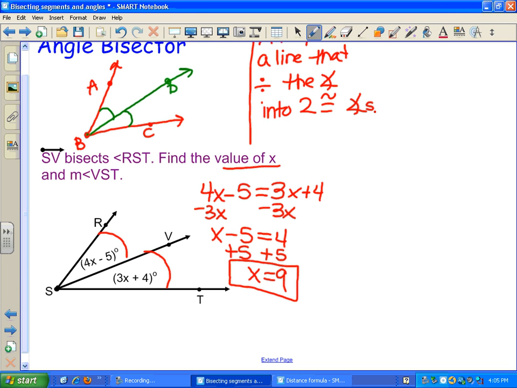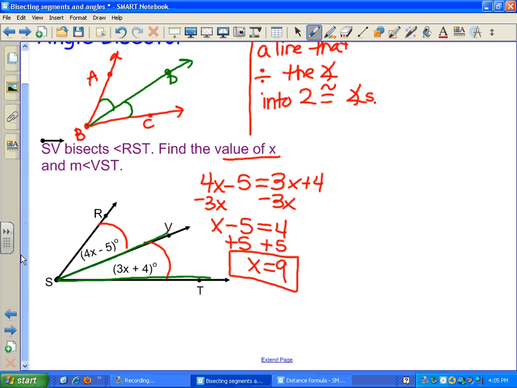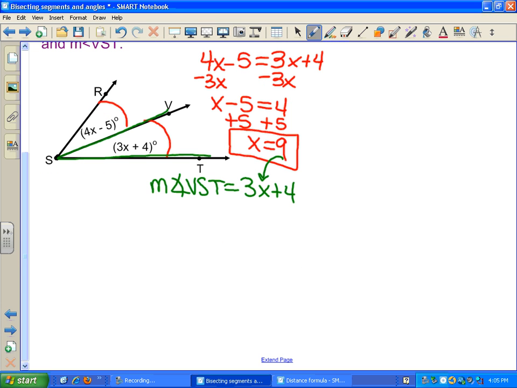The next thing we're going to do is find the measure of angle VST. So VST is this angle right here. Well, VST is equal to 3x plus 4. So I'm going to take that x value of 9 and substitute it in. So I'll have 3 times 9 plus 4. Well, that's going to be 27 plus 4, which is 31 degrees.